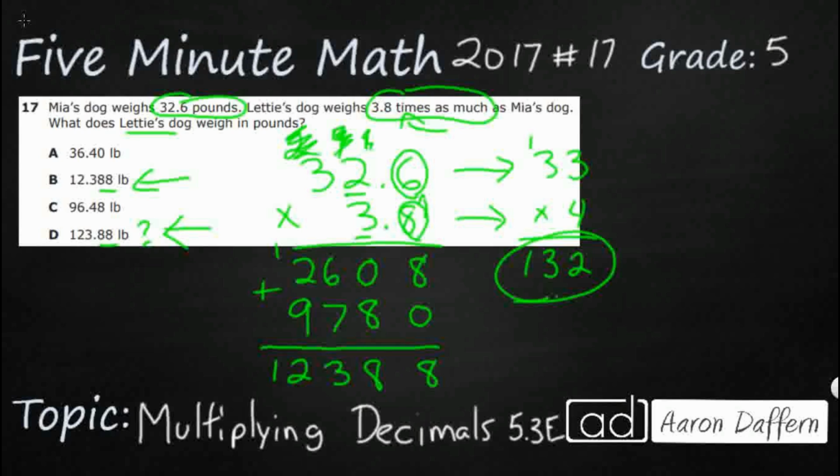But let's talk about these digits behind the decimal. This is what we do with decimals when we are multiplying them. We ignore them until the very end. Let's count how many digits we have behind the decimal in our factors. We've got one here, we've got one here. 2 digits behind the decimal in the factors, which means we need 2 digits behind the decimal in our product. That's how it works. Bring the decimal in twice. Our answer is D, 123.88.